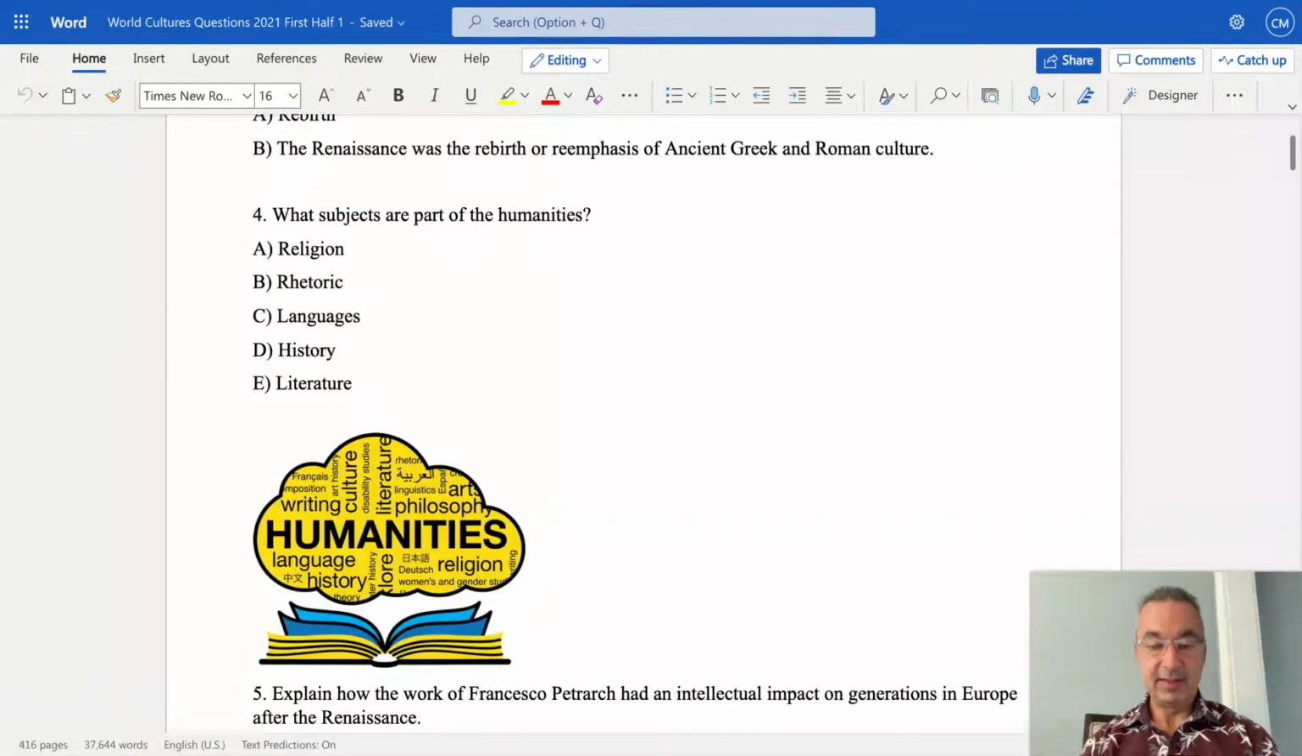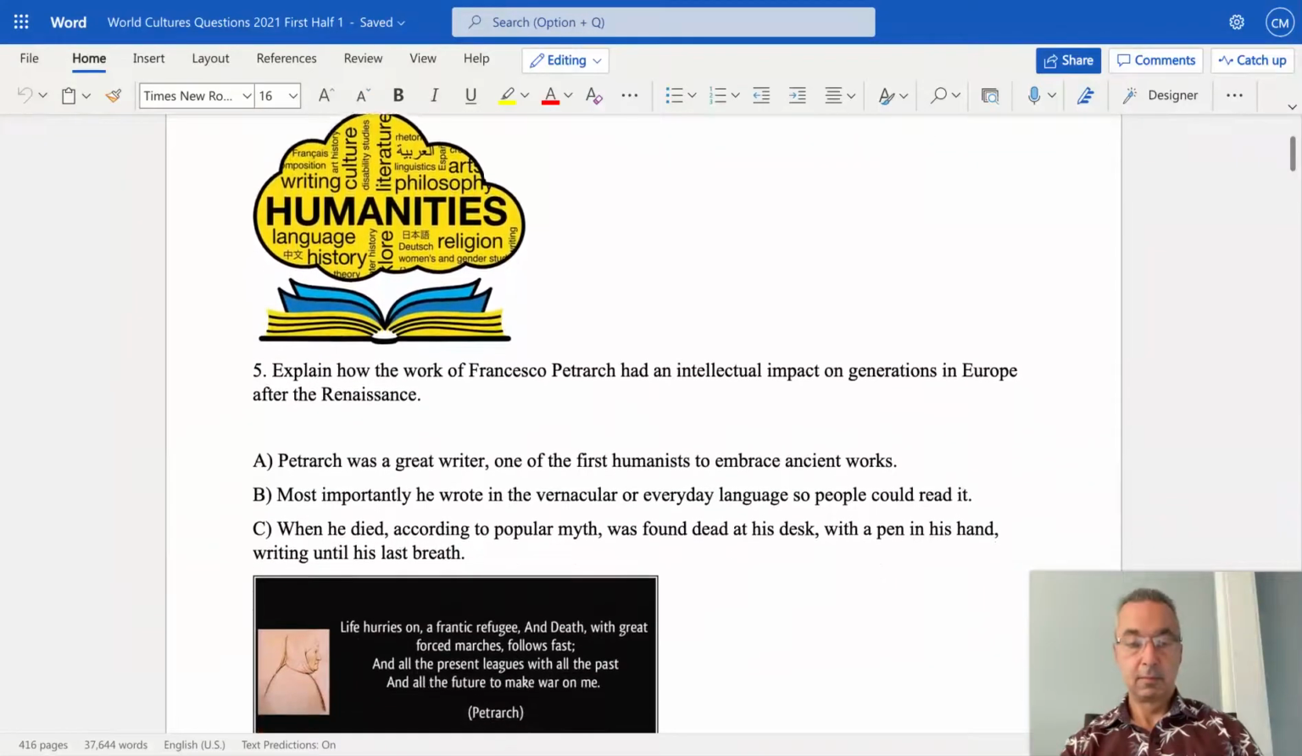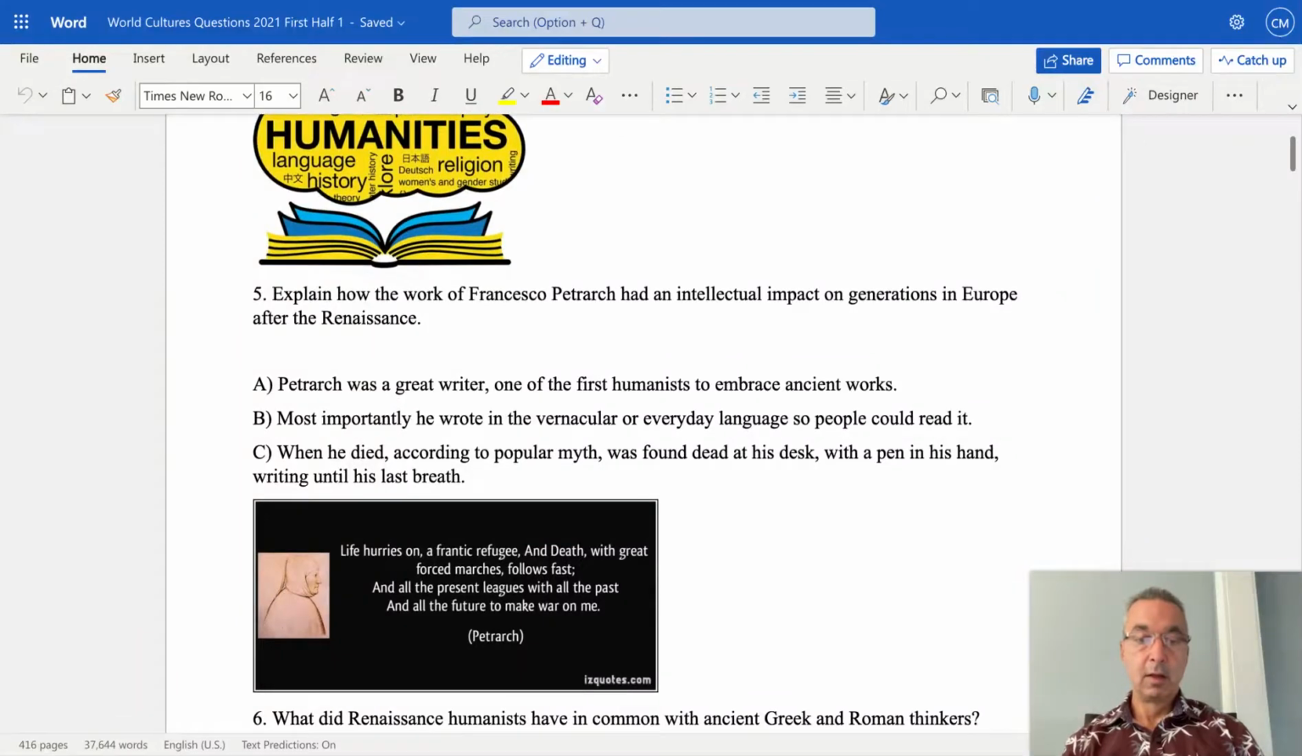Number 5, explain the work of Francesco Petrarch and how he had an impact on many, many generations of Europeans after the Renaissance. So we'll be looking at some of the individuals who impact the Renaissance as we move forward. So Petrarch was a great writer. He was a poet, one of the first humanists to embrace some of the ancient culture. Most importantly, he wrote in the vernacular, everyday language, so that everyday citizens could read and understand.